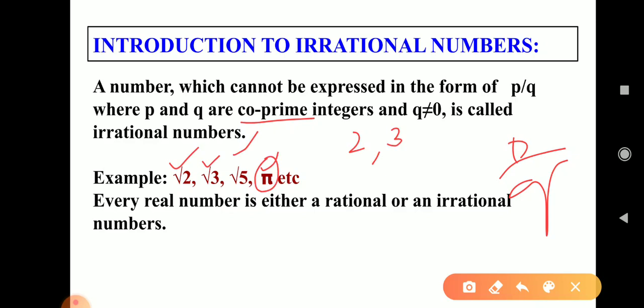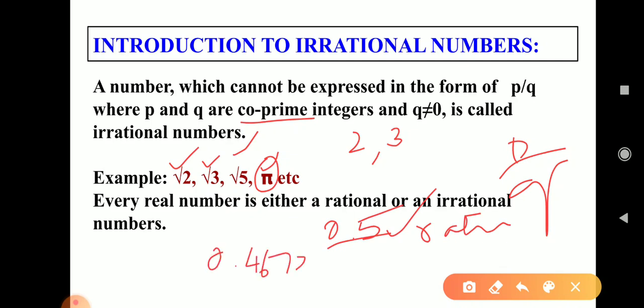Also remember the decimal part: terminating decimal, non-terminating decimal, recurring decimal. For example 0.5 is a terminating decimal, so it is called a rational number. But if the number is like 0.4672 and then 7 5 9, the digits continue but do not recur and it is not terminating. If a decimal is non-terminating and non-recurring, that type of number we call irrational.